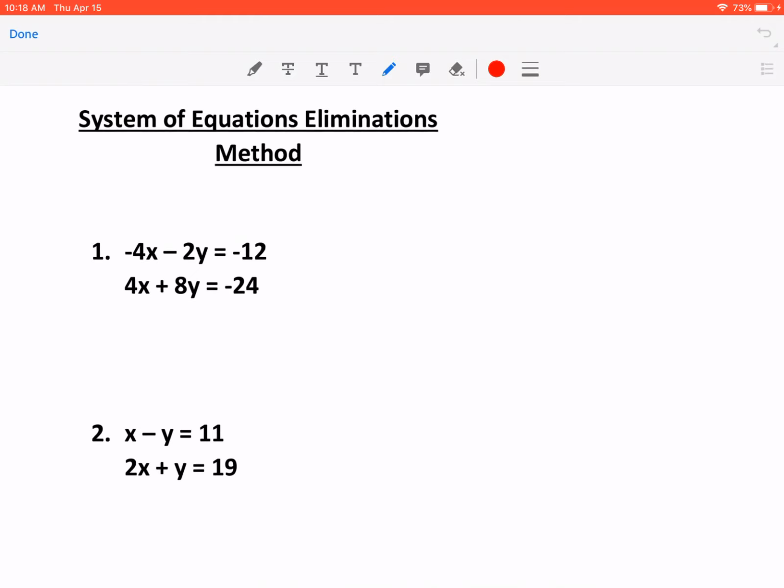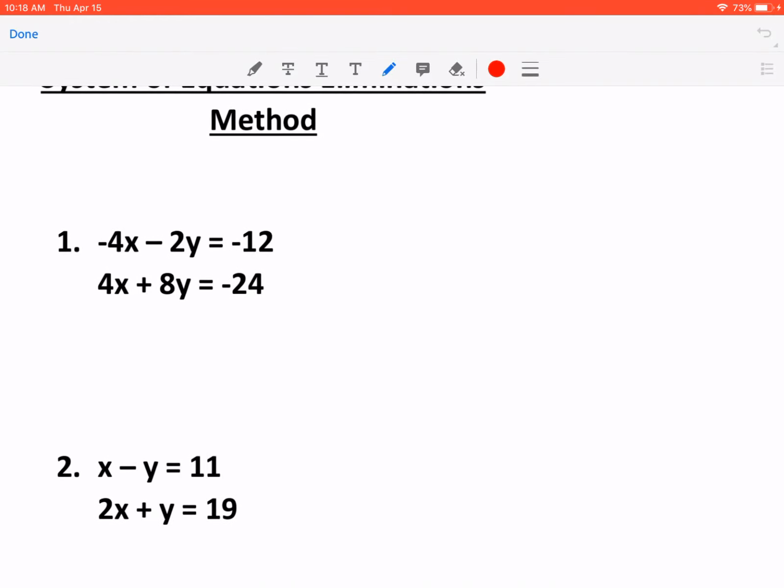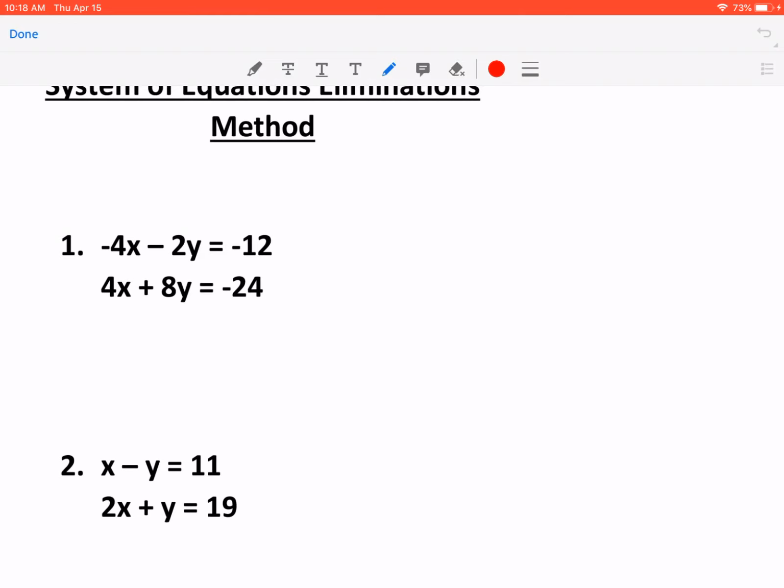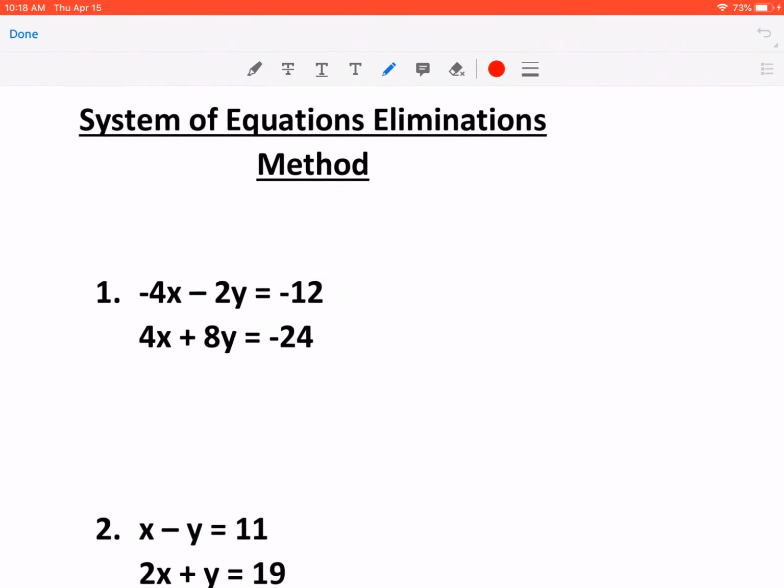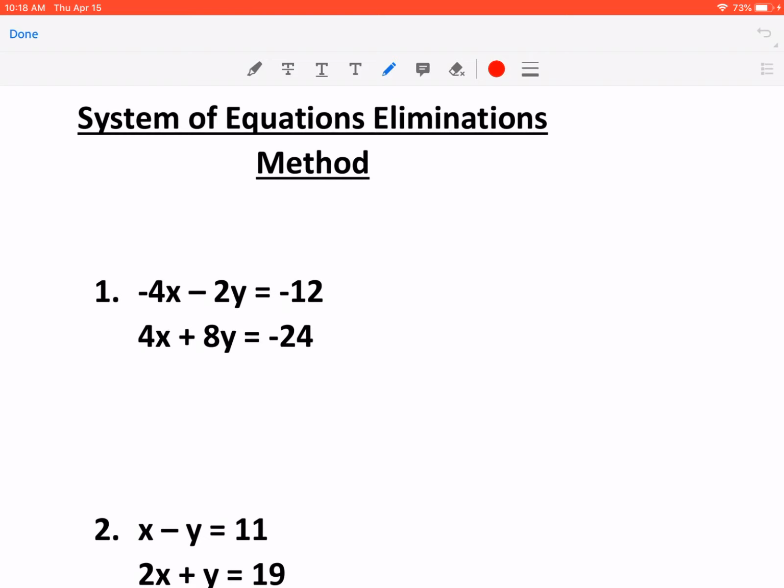Substitution usually means that one of the variables, the x or the y, is already by itself. Elimination is nice because normally everything lines up, which means they're in standard form. There's an x, then a y, then an equal sign, then a number. So with elimination, what you need to do is see if there's an x or a y that eliminates. So if I look at this first example here, I see the x's are going to eliminate each other. A negative 4x and a 4x, they cancel or eliminate each other. Cancel and eliminate mean the same thing.